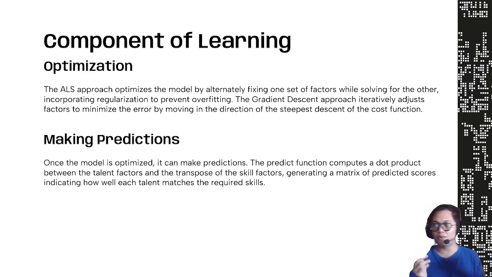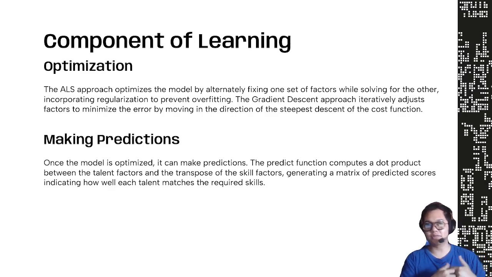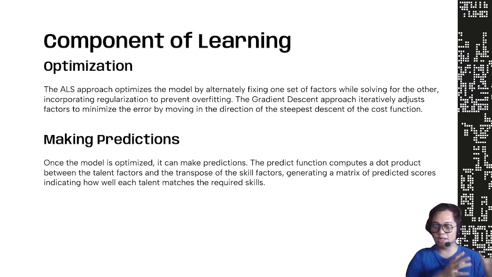Well, maybe you're wondering, how does the code work? What's the math behind it? Well, we'll deep dive into this and how to make the predictions. Once the model is optimized, it can make predictions. Or once the model has been fitted, we can make predictions.